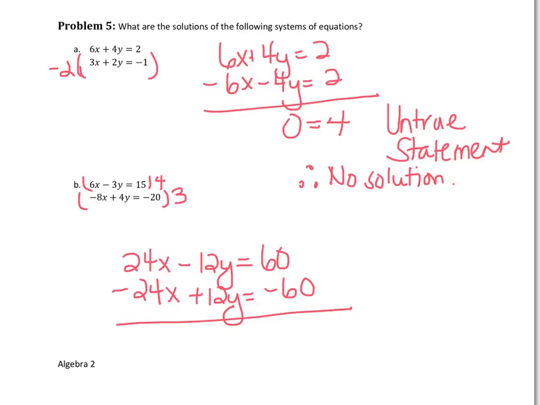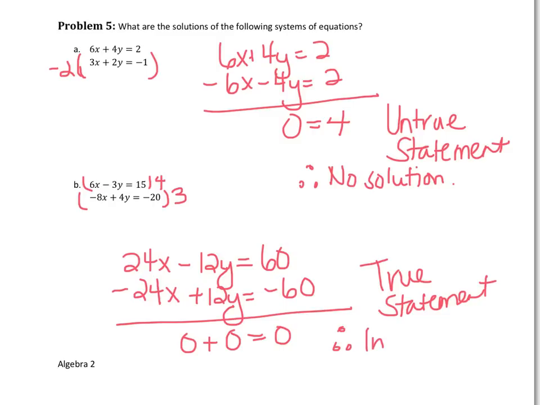Keep your columns in line, always making it easier to add or subtract the different terms. So in the first column, 24x minus 24x is 0. Negative 12y plus 12y is 0. And 60 plus a negative 60 is 0. I get all zeros, and my final statement would be 0 equals 0. Well, that is a true statement. So no matter what numbers I put in for x and then determine what y is, I'm going to have an infinite number of solutions. So these lines, if you were to graph them, would actually coincide. They'd be the same line. They're just multiples of each other.